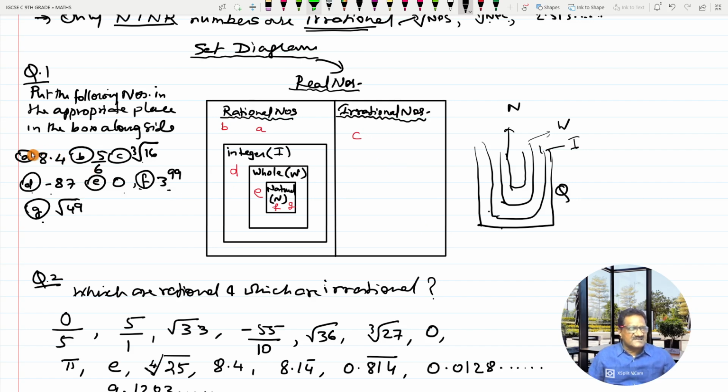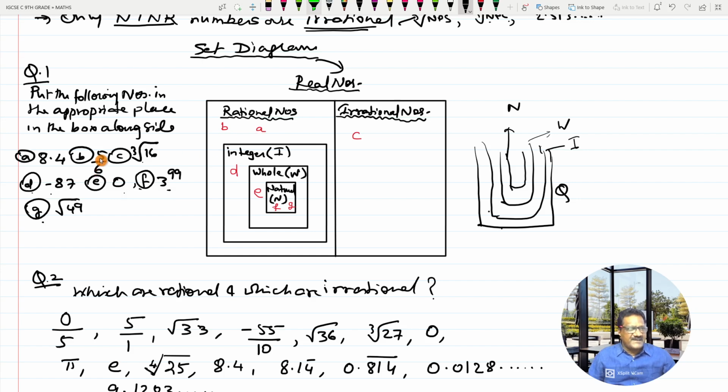Now first let us pick up this 8.4. 8.4 is what? Looking at it, I can say it is a terminating fraction, because I cannot see any bar on top of the digits after the decimal point. Now, terminating fractions, I told you, are all rational numbers. So A I have put in the rational number box.